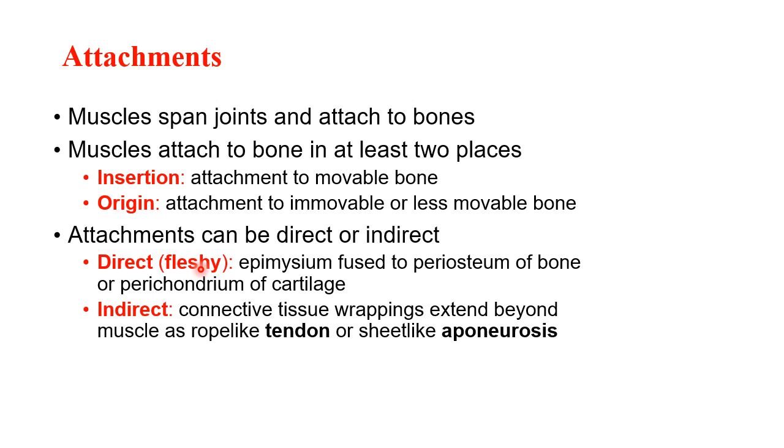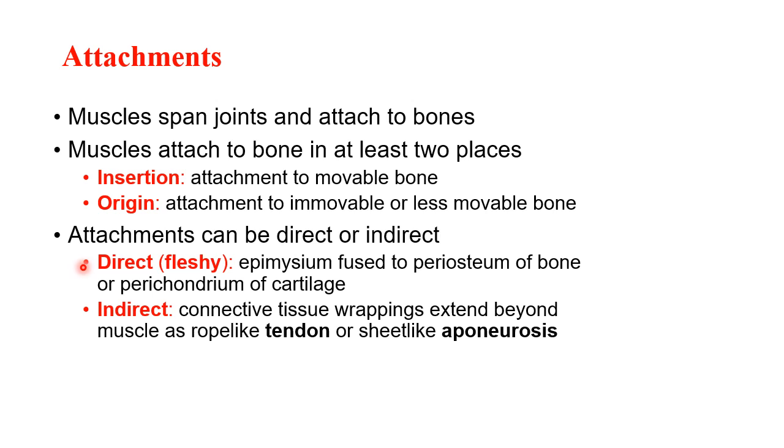Periosteum is that very tough, dense connective tissue around the bones. This is direct connection. In case it is attached to cartilage, then this is going to be directly attached to the perichondrium. So perichondrium is that membrane that surrounds the cartilage.